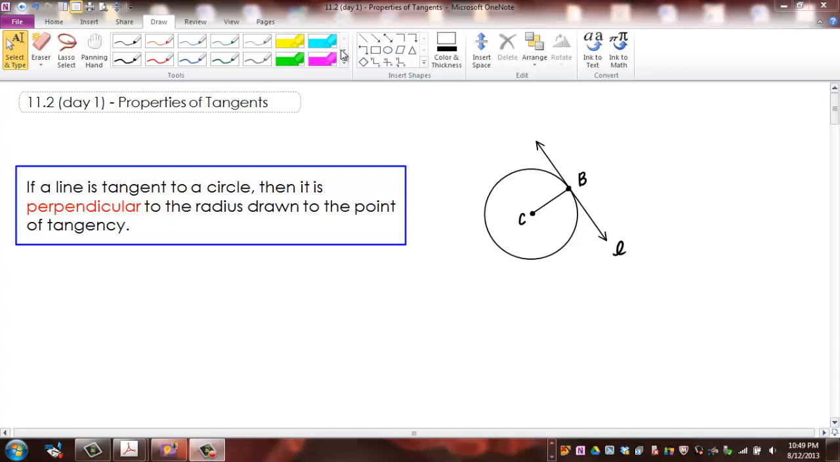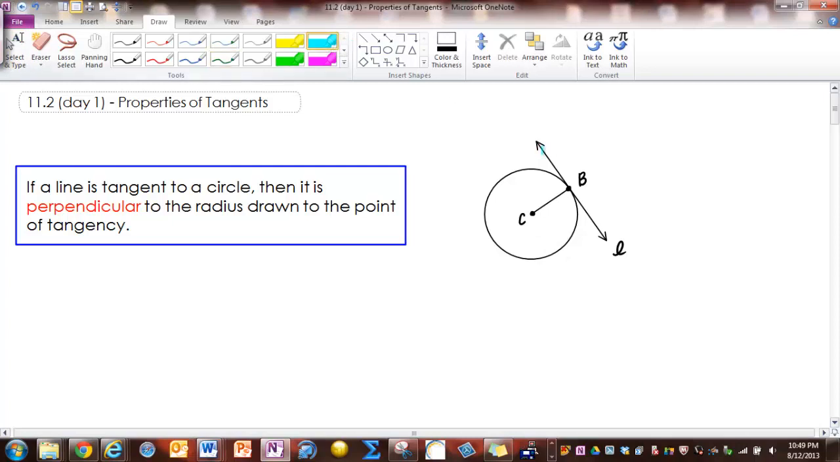Let's begin. Our first statement says, if a line is tangent to a circle, then it is perpendicular to the radius drawn to the point of tangency. So I start here with line L, and they tell me that line L is tangent to our circle C. Since it's tangent to that circle C, it just barely touches the outside of circle C at point B, the point of tangency. So since I know that my line is tangent to the circle, it tells me that this radius CB drawn to that point of tangency and line L are perpendicular.